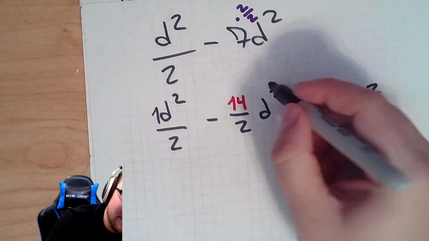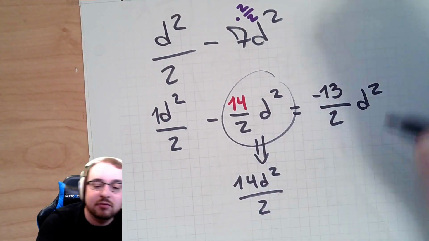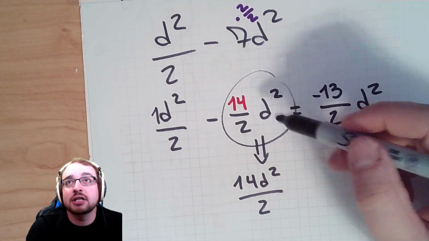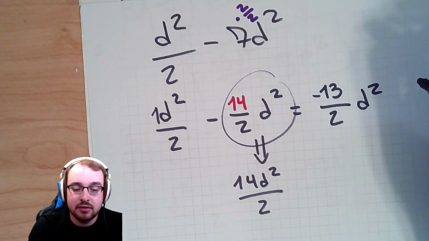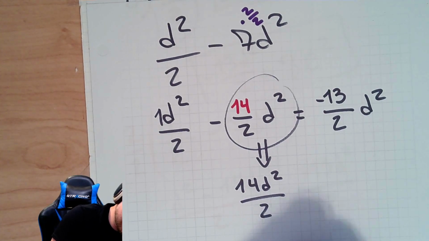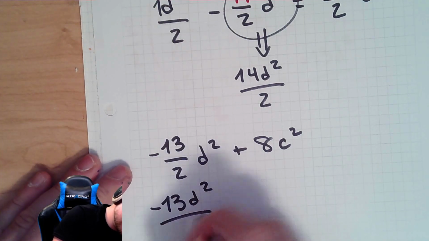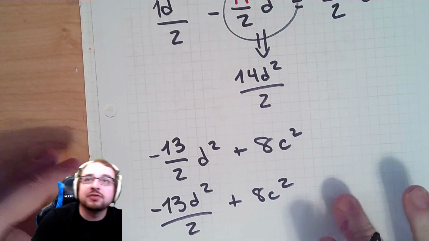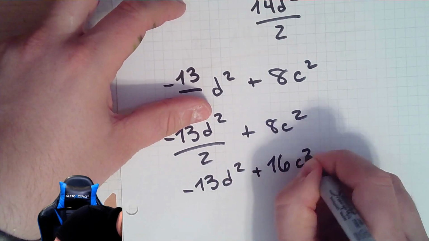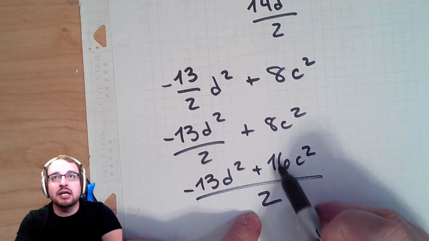I also want to point out that this is the same thing as this, with the d squared on top versus on the side, exact same idea. So I have 1 of them minus 14 of them. I'm left with negative 13 halves d squared. So your answer could look like this, plus that 8c squared that we had from earlier, or it could look like this, with the last possibility being this. Because notice that 2 would divide both, right? We get negative 13 halves, and we get 8c squared.